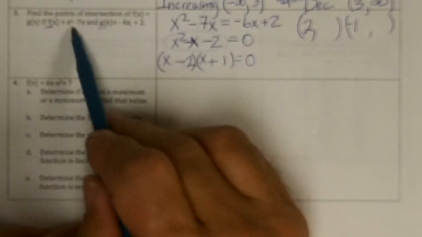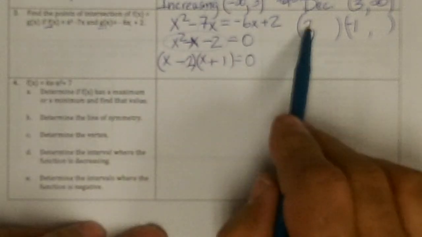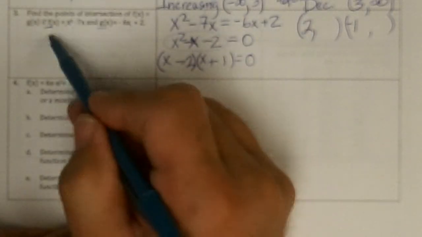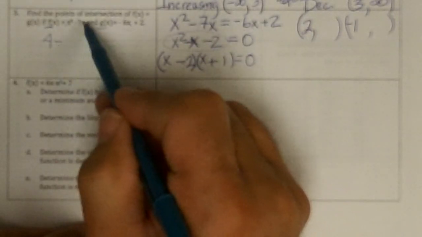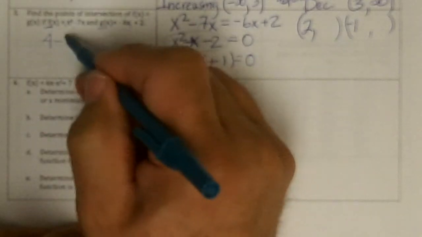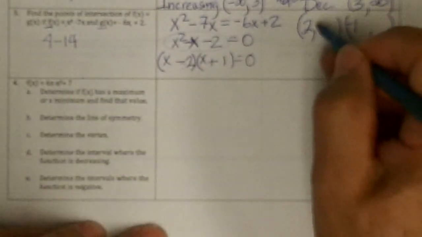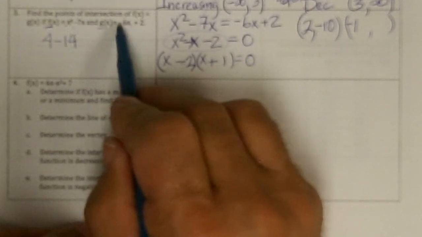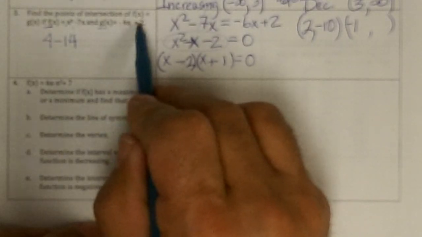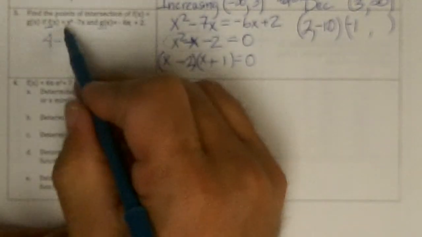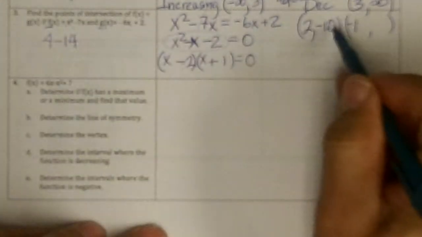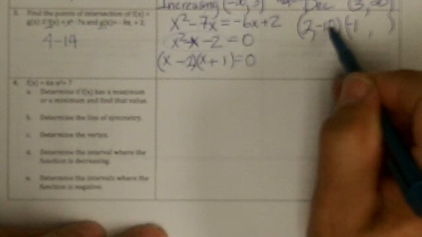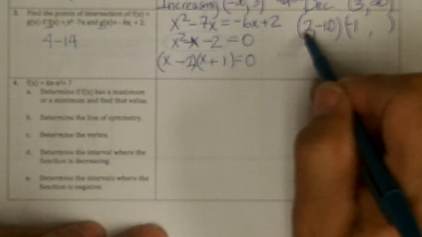So what is the y height of f at 2? 2 squared is 4, minus 7 times 2 is 14, so that's negative 10. Notice that if I put 2 in here, I get negative 12. Negative 6 times 2 is negative 12 plus 2, negative 10. So both f and g are negative 10 high at 2.